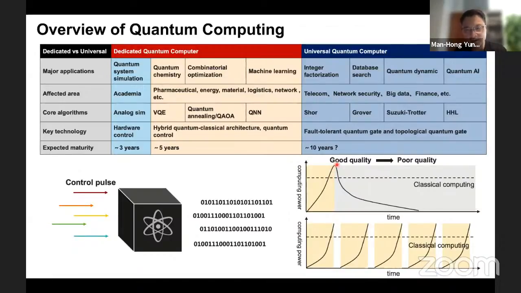Because of the decoherence time and problems like this, in order to build a universal quantum computer, what we have to do is make this line very flat, maintaining our computing power as much as possible by error correction, for example. This is very difficult. The idea of the dedicated quantum computer is to obtain the computing power before it decays, and then you use it many times.